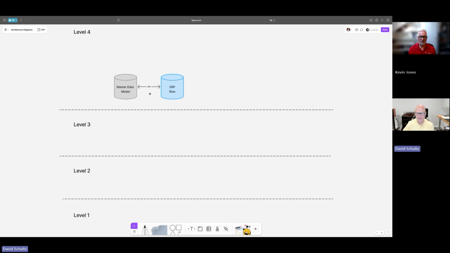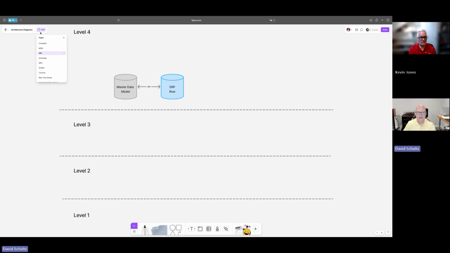But ERP, I think it's fairly well understood, but I just wanted to point out for the purposes of this conversation that ERPs are generally a row-based data set, and you can query it with SQL tools, although it's more common to use an API for that. Yep, good.